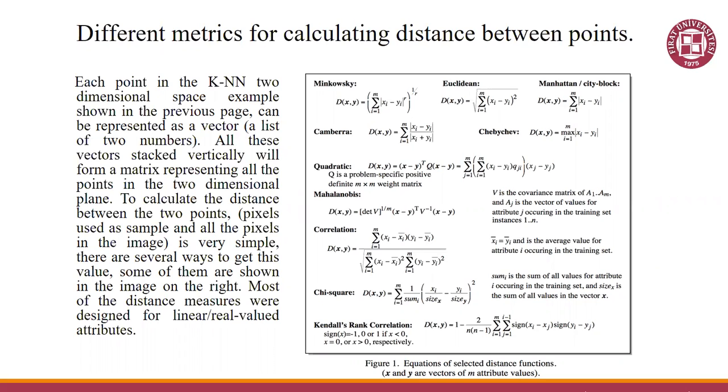As you can see, we have the Minkowski distance, the Euclidean distance, the Manhattan or city block distance, the Canberra distance, the Chebyshev distance, the Mahalanobis distance, the correlation, chi-square, and Kendall's rank correlation.